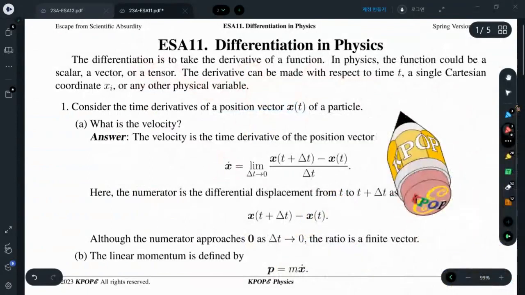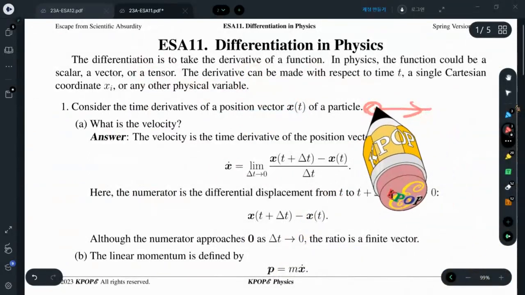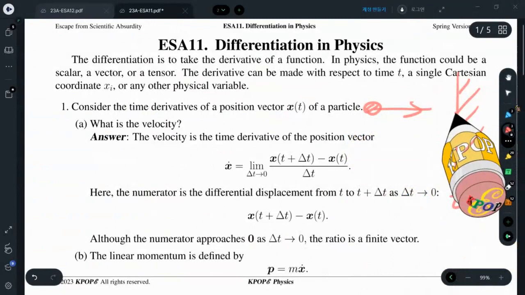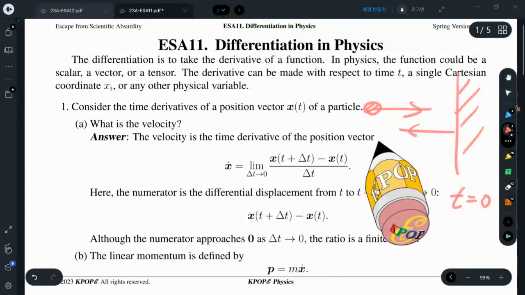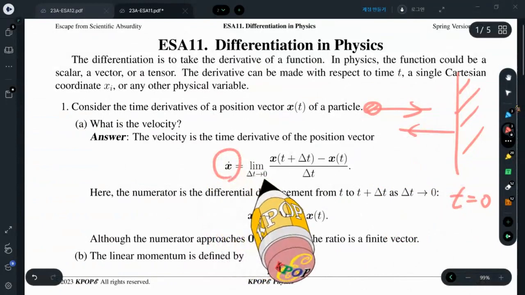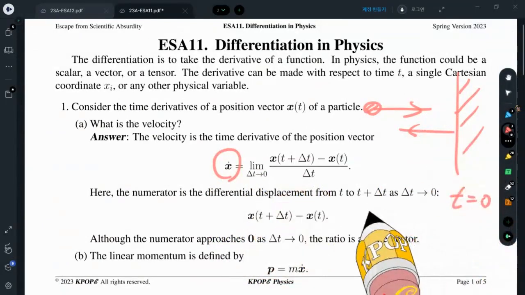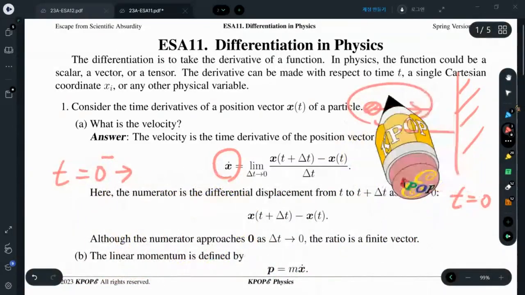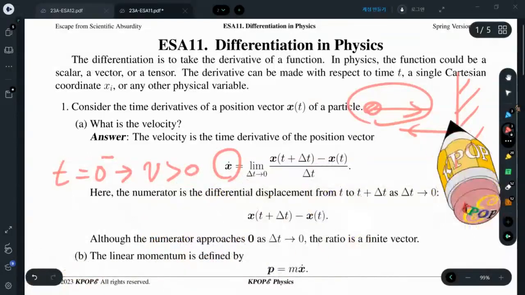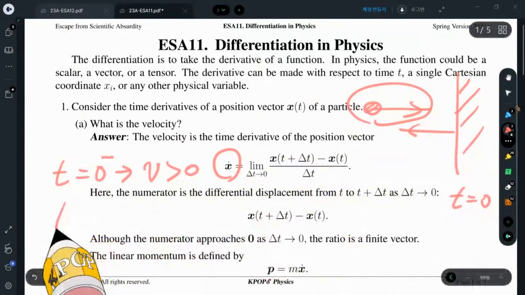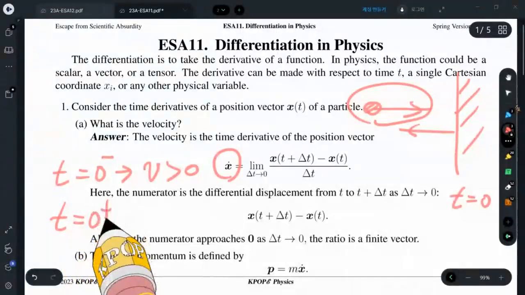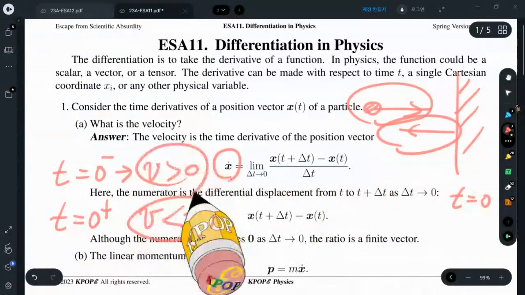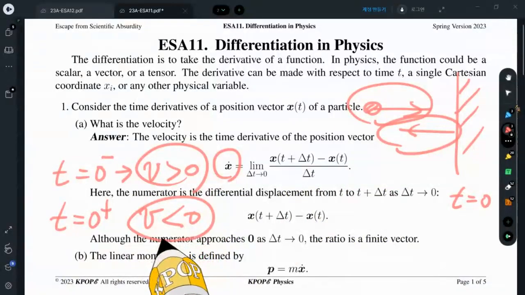For example, if you throw a ball on the wall at t equals 0, it hits the wall and bounces back. What is the velocity? Yes, you can compute the velocity. However, at t equals 0 minus, velocity is a positive. But right after hitting the wall, so t equals 0 plus, it bounces back. So in this case, the function has discontinuity.